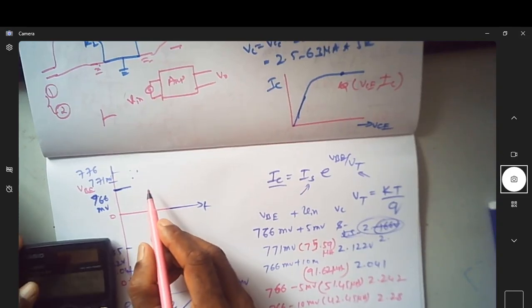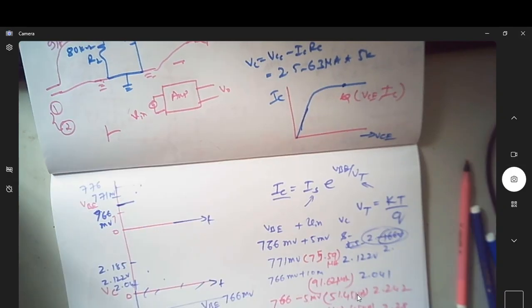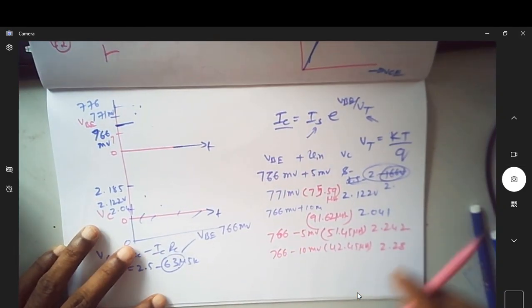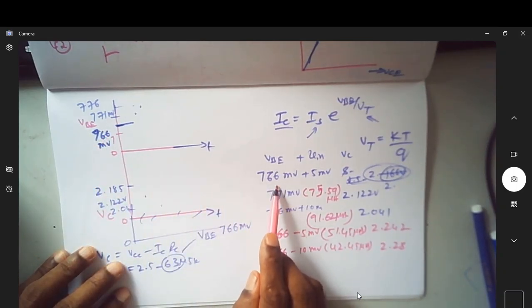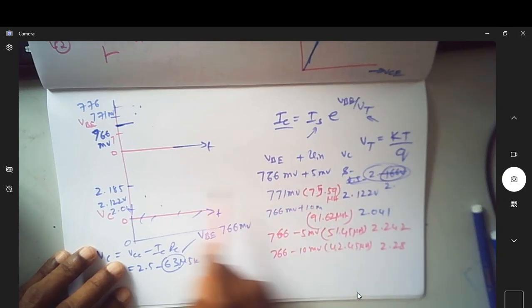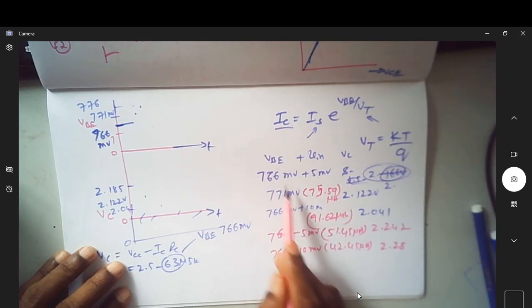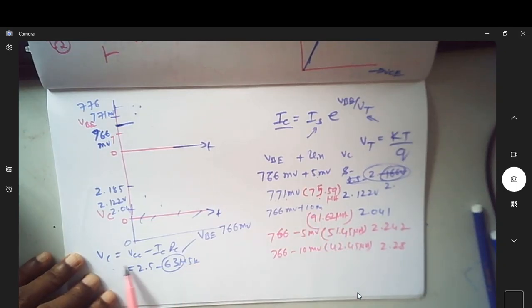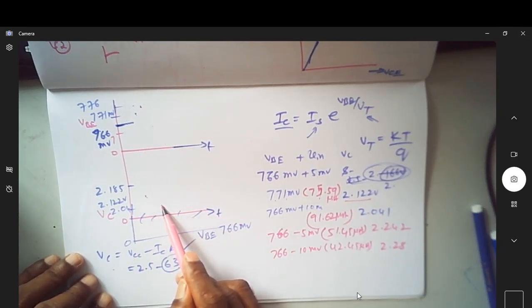Now see, so now this is for positive values. We have varied the value from 766 millivolt. I have added 5 millivolt. It resulted in a bit larger input. Because when VB has increased from 766 to 771, IC has increased. Once IC increases, then VC will reduce. So it has reduced to this. That's what happens for an increase in VB. This VC has reduced. For further increase in VB, VC has further reduced.